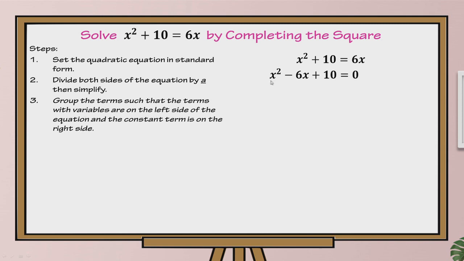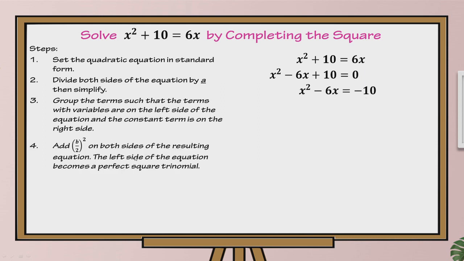So, ihihiwalay natin yung mga may variables na x dun sa ating constant. Kaya, we will just transfer positive 10 to the other side of our equation. And the resulting equation will be x squared minus 6x equals negative 10. Now, this time, we will add the quantity b over 2 squared on both sides of our resulting equation para maging perfect square trinomial ang side na to.